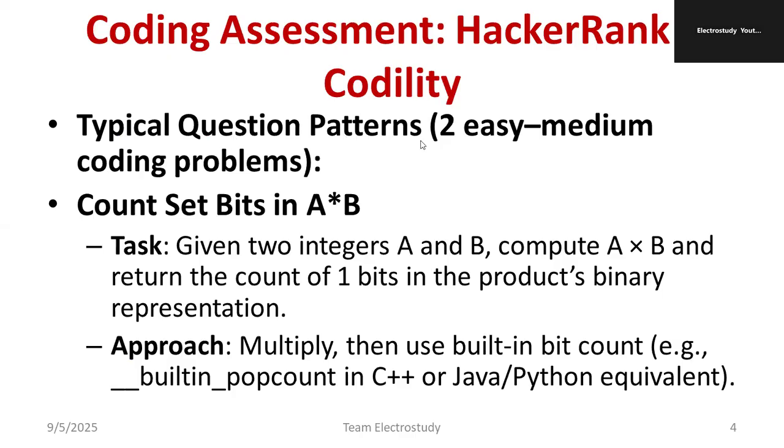A typical question pattern: easy and medium coding problems. Coding will not be so difficult. For example, count set bits in A and B, A star B. Task: given two integers A and B, compute A into B and return the count of one bits in its product's binary representation. Approach: go for multiplication, then use the built-in bit count. For example, this particular method you can use, or any other, in this program, right? Either C++ or Java, you can do this.